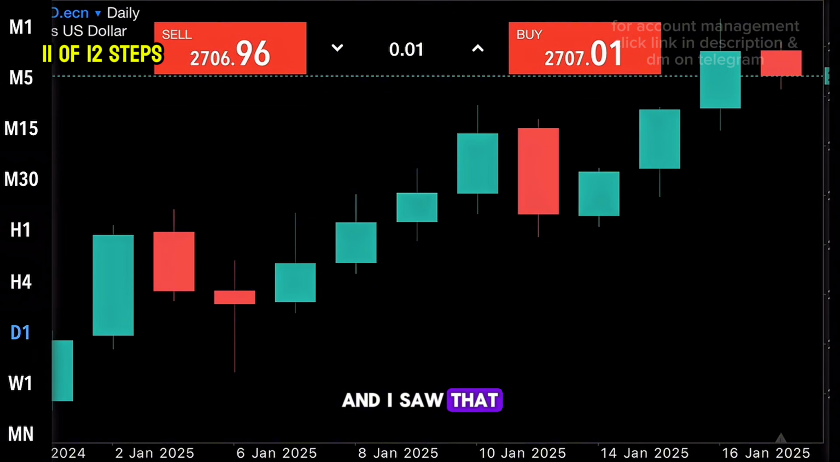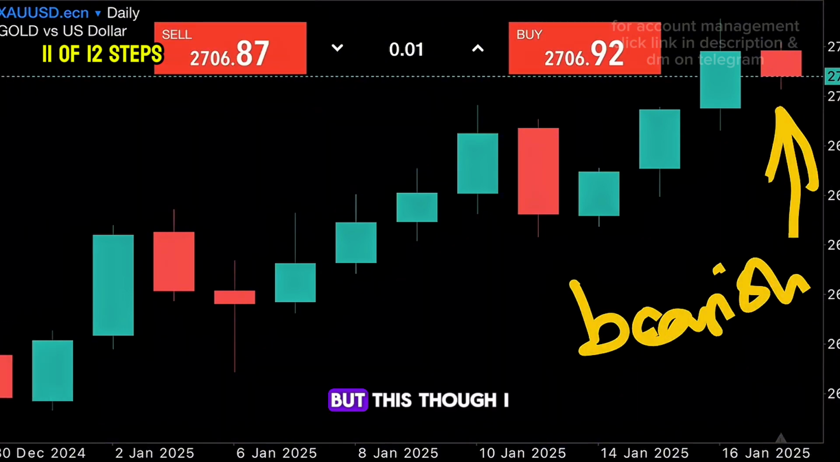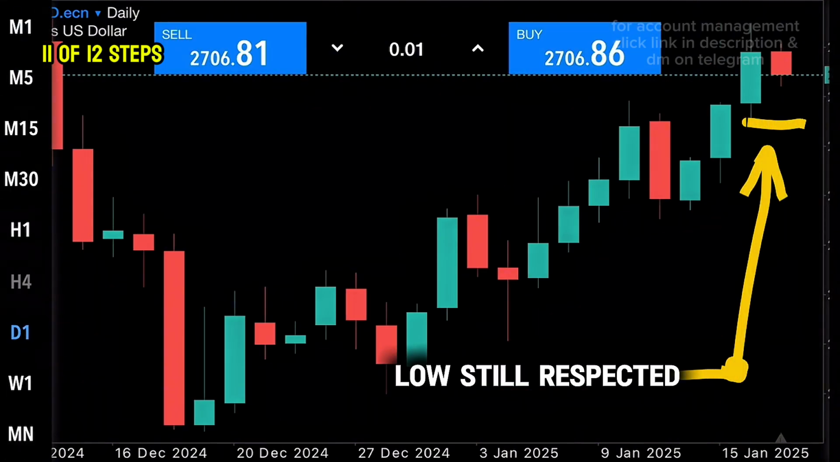And on the next day, I still waited for more entries. I saw that the next day there was a red candle. But this, I don't care about this. As long as it has not taken the low of my green candle, I'm still going to buy.